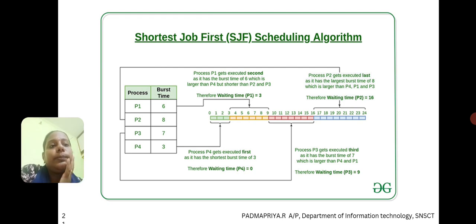In this case, P1 has already entered, with the 0th arrival time. So P1 is finished, then comparatively P4 has a low burst time compared to P2 and P3, so P4 is executed, then P3 is executed, then P2. Based on this we can calculate the waiting time and turnaround time. Thank you.